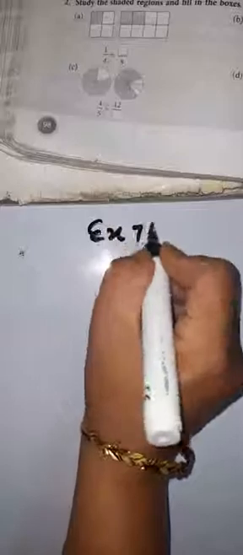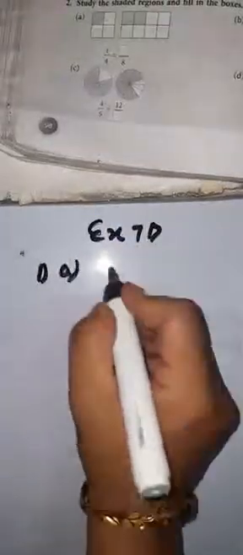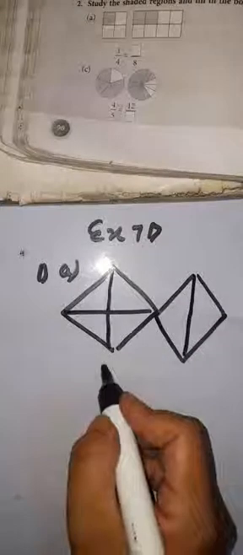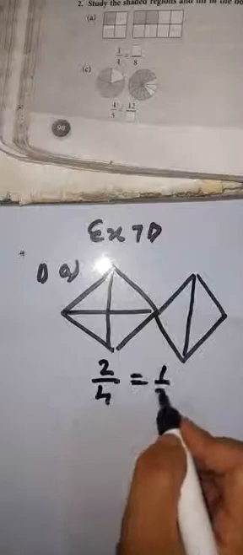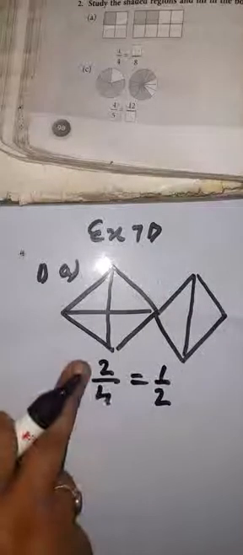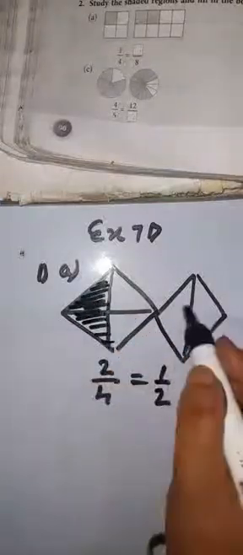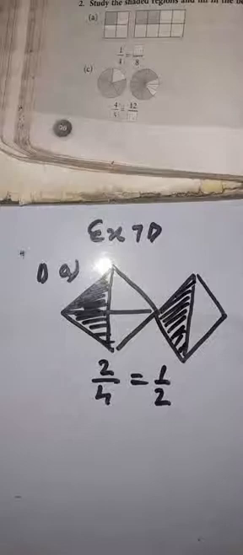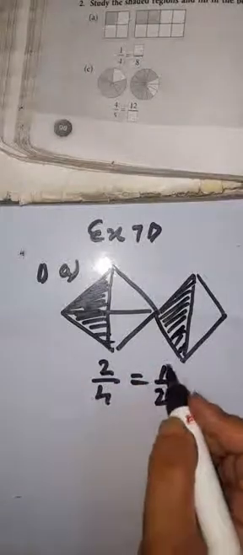Now here, exercise 7D, question number 1 part A, we have 2 square diamond shapes, and these are the 2 squares. If you look at it like this, the first is divided into 4 equal parts, and this one into 2 equal parts. Now we have to shade to show the equivalent fractions. Here the numerator is 2, so we will shade 2 parts, and in this one we have numerator 1, so we will shade only 1 part. So these are the equivalent fractions: 2 out of 4 is equal to 1 out of 2.